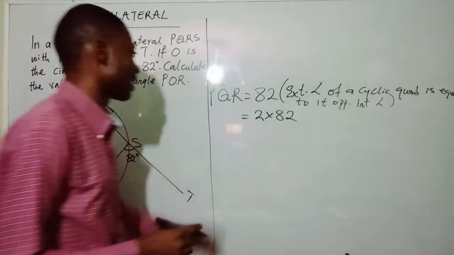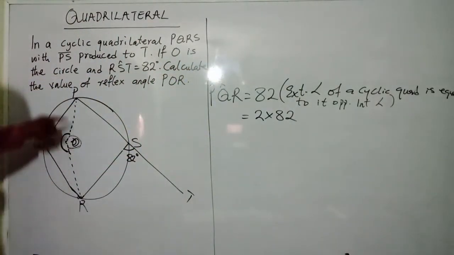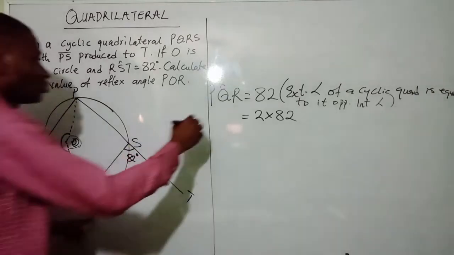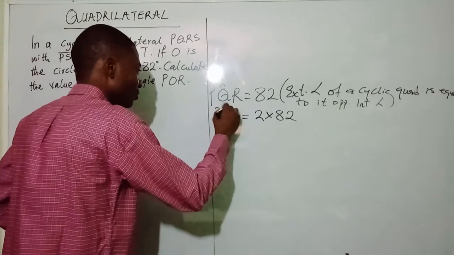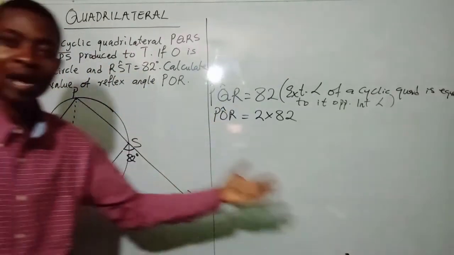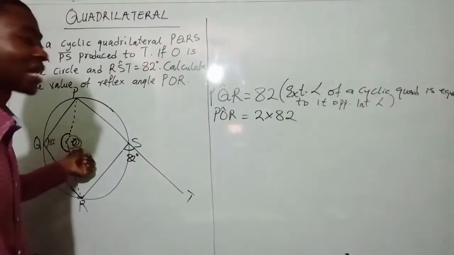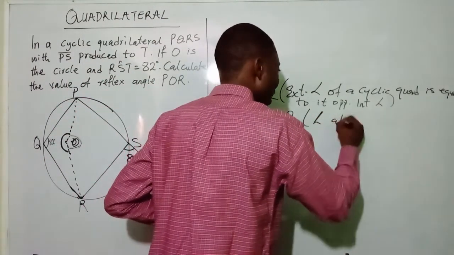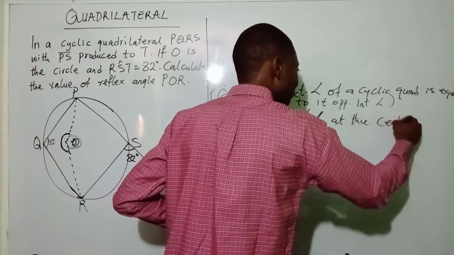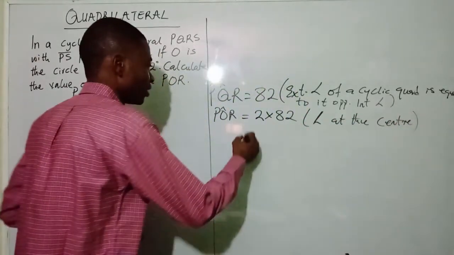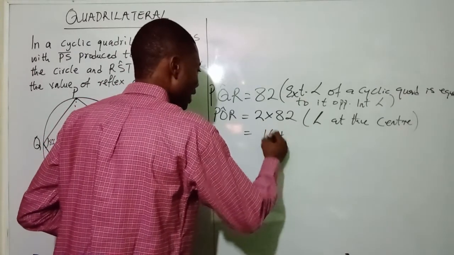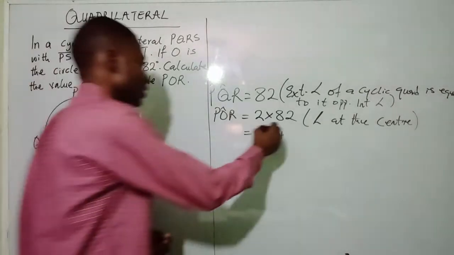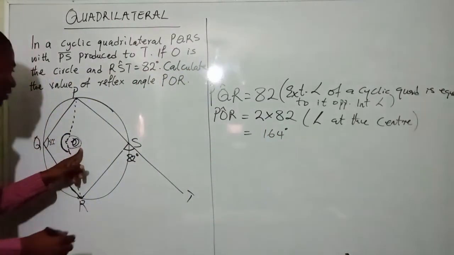That is it. And now if I'm saying that angle POR is equal to 2 times 82, what is my reason? The angle at the center is twice the angle at the circumference. I can just say angle at the center. So this is equal to 164 degrees. That means this side is 164 degrees.